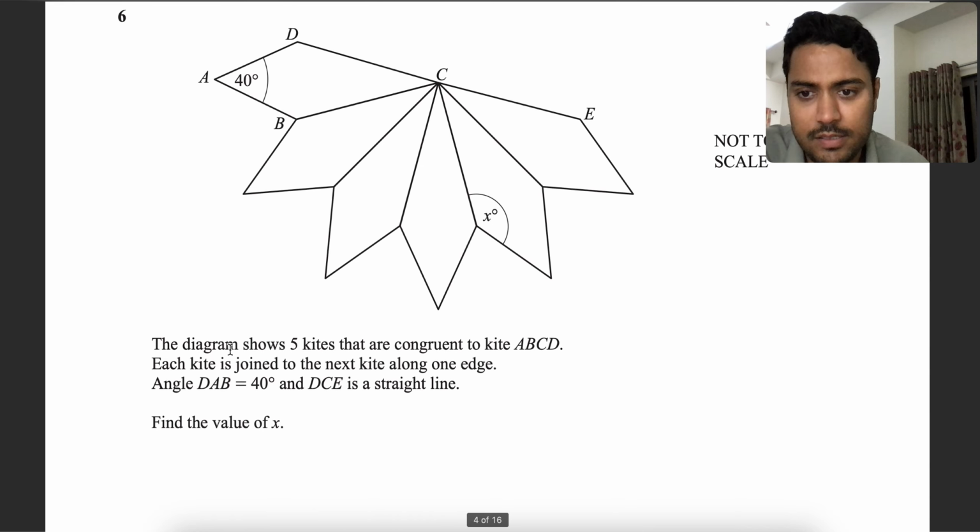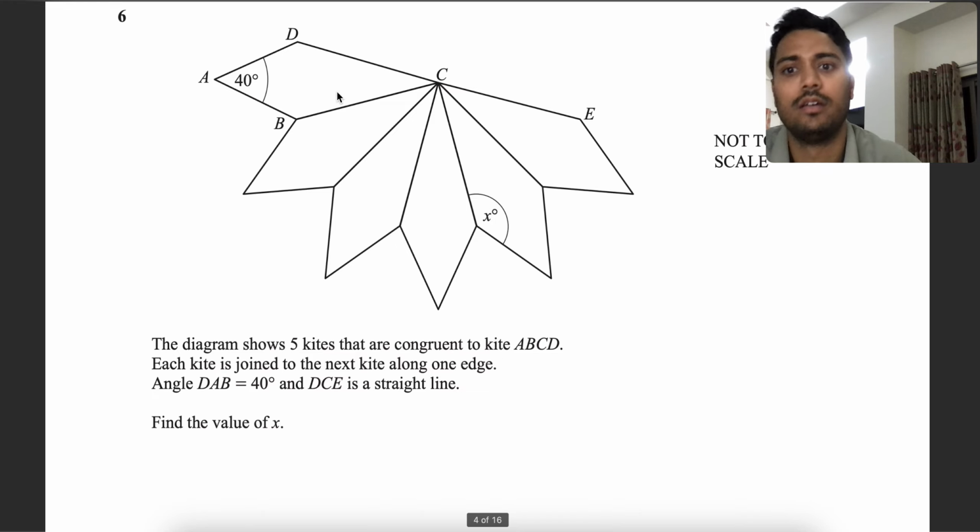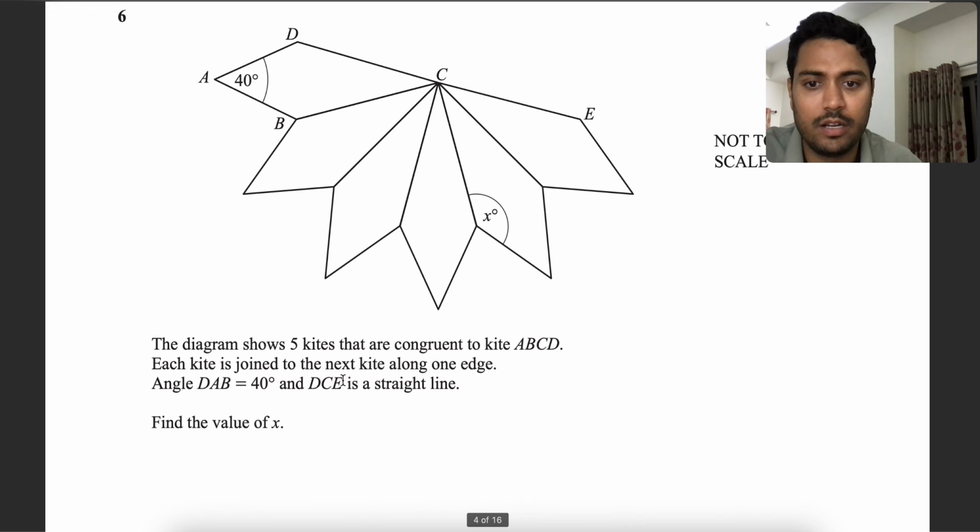It says that the diagram shows 5 kites that are congruent to kite ABCD. Each kite is joined to the next kite along one edge. DAB is 40 degrees. DC is a straight line. Find the value of x.